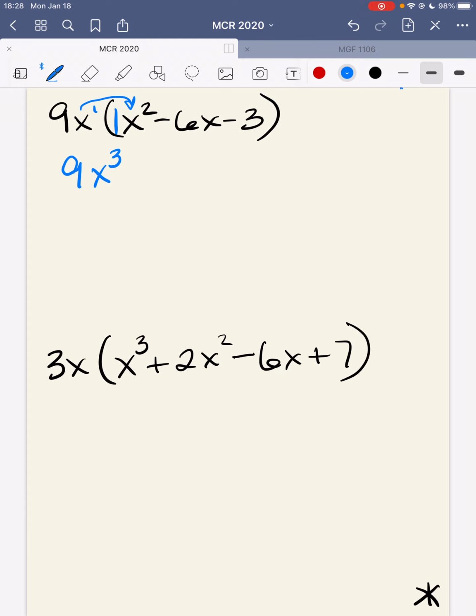A positive and a negative give me a negative. 6 times 9 is 54. X to the first times x to the first, add the exponents, x squared. Positive and a negative give me a negative. 9 times 3 is 27, and the x just tags on.